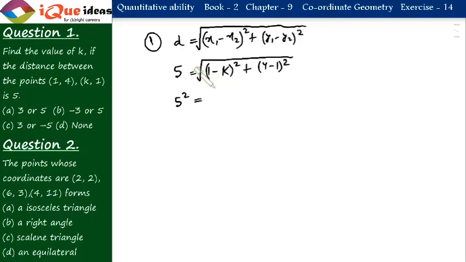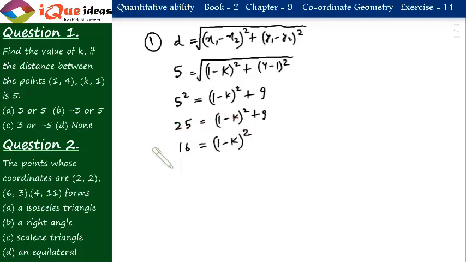Now (1 minus k) whole square plus, 4 minus 1 is 3, 3 whole square is 9. So it is 25 equal to (1 minus k) whole square plus 9. 9 goes to the other side, becomes 16 is equal to (1 minus k) whole square. Now here, if you take the square root, it will be plus minus 4 equal to 1 minus k, right? So it will be 4 equal to 1 minus k and minus 4 equal to 1 minus k.